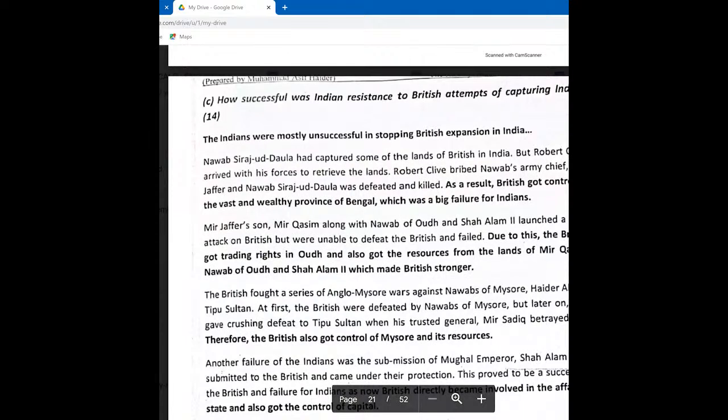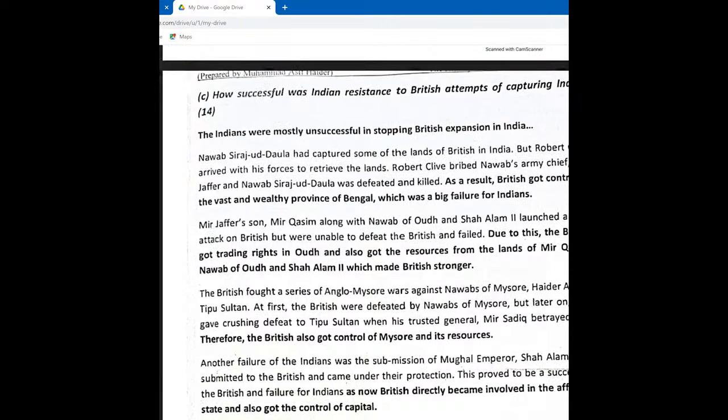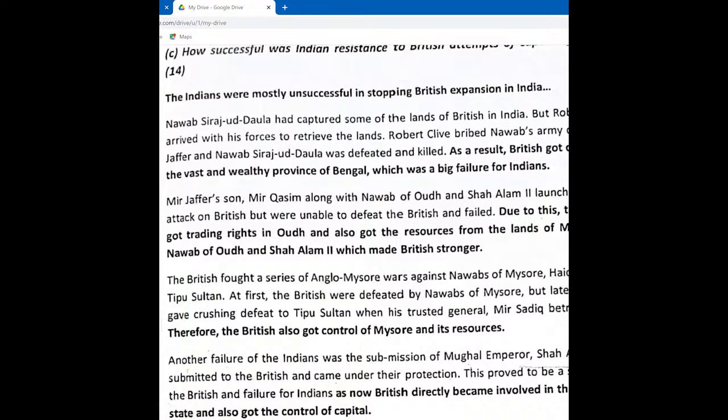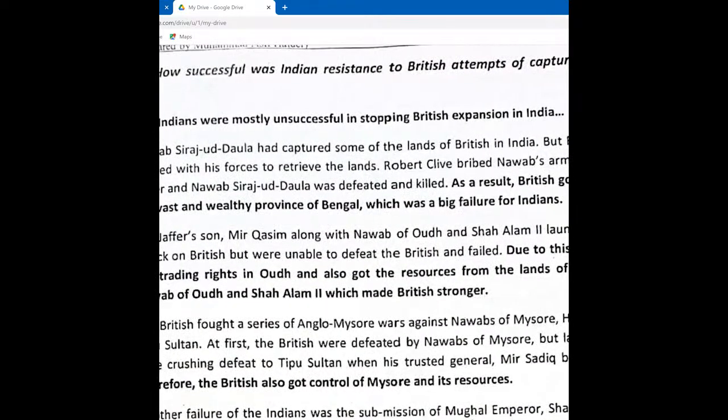Now there's another question. How successful was the Indian resistance to British attempts? Obviously, the Indians were resisting throughout this time when the British were expanding their control in India. We need to talk about how successful that resistance was. At times, the Indians couldn't resist these severe blows, for example, the Battle of Plassey, the annexation of Sindh, the annexation of Punjab.